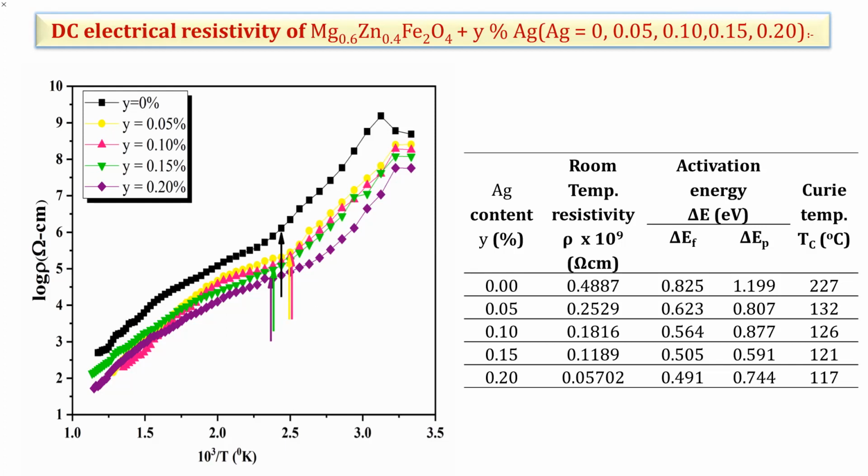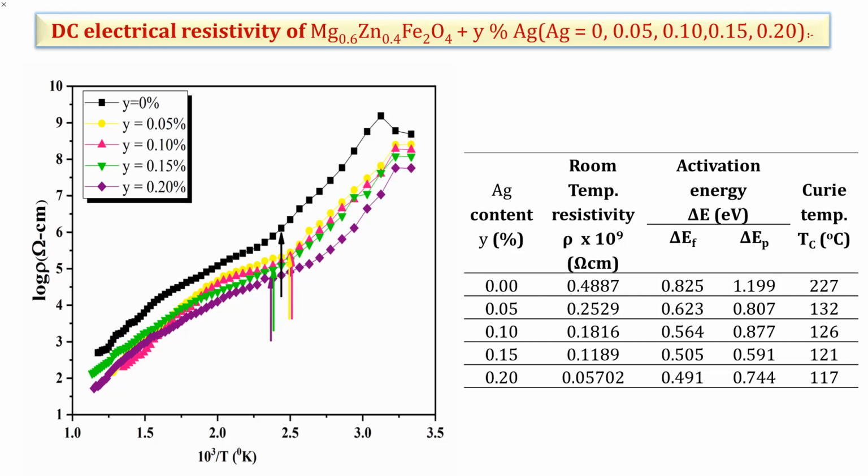Here we get the dip between the ferrimagnetic and paramagnetic curves, and it is called the Curie temperature. It means that as temperature increases, resistivity decreases, which indicates the semiconducting behavior of our sample. Here we display the room temperature resistivity of our sample, and these values show that the room temperature resistivity decreases with increasing Az content, and therefore these samples are more useful for gas sensing purposes.